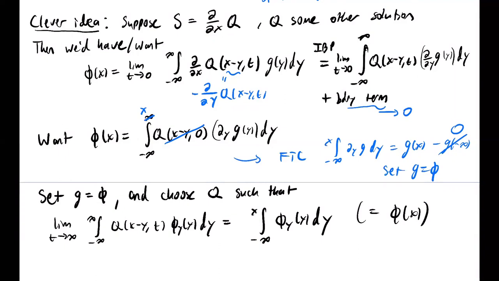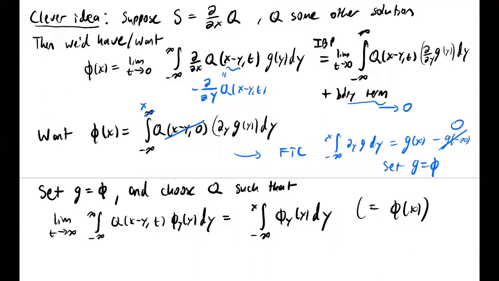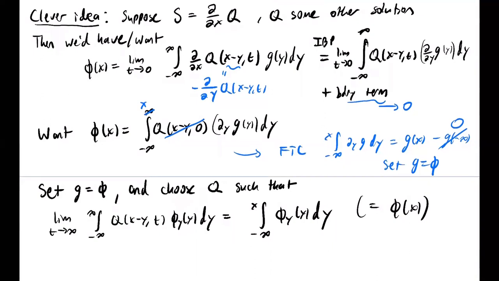And if you think about this for a few moments, you would see that this means that I want q to be 1 in a certain range and 0 outside that range, so that I kill off part of the integral. And so in particular, the following choice for q works. If I let q of x,t, the limit as t goes to 0 of q is equal to, let's say, 1 if x is bigger than or equal to 0, and 0 if x is less than 0.